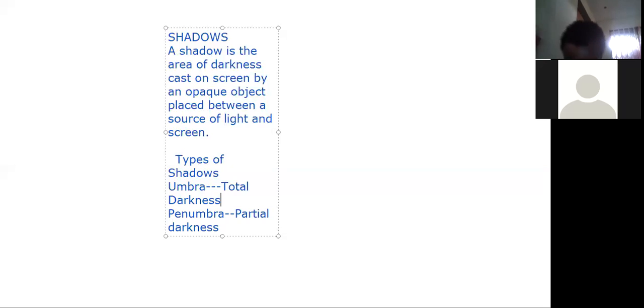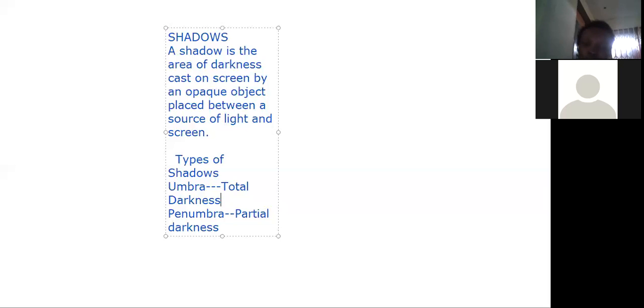Now, let me explain. The umbra is a shadow cast by an opaque object between a point source of light and a screen. So the umbra is always between a point source of light and a screen. It is the area of total darkness. The emphasis is on a point source of light, and the darkness and the screen.